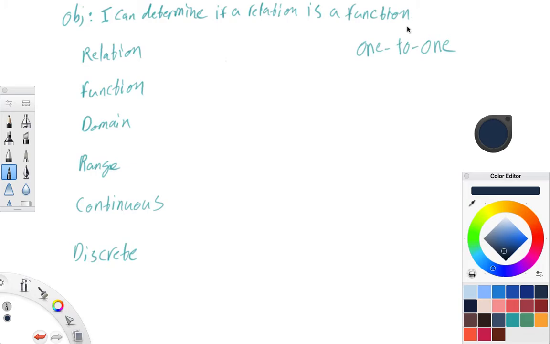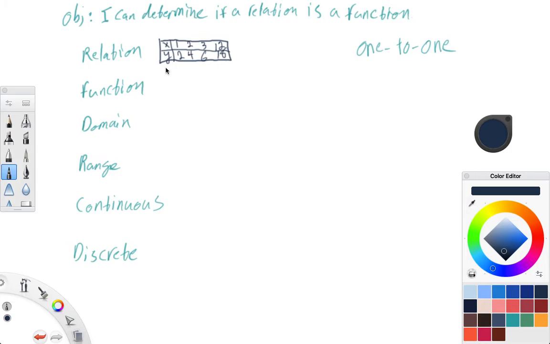A relation is a set of ordered pairs. So if we had a table, that would be one way of setting a relation. A relation is a set of ordered pairs, so a table is an easy way to do that. You could also just have a set of like (0, 3), (2, 1), etc. So if we have an x and a y: (1, 2), (2, 4), (3, 6), (12, 18). Any of these would be a relation.